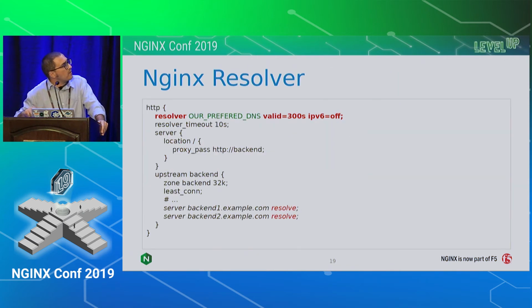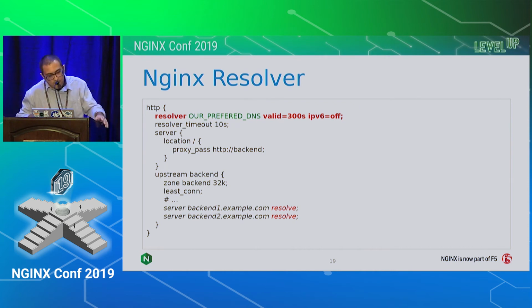On the other hand, we have NGINX Resolver, which is the way we can deploy dynamic configuration based on DNS queries. So in this case, this is a quick example. We will try to query our preferred DNS every 300 seconds, so it's 5 minutes. So each time we have a change in our DNS, we have a different configuration for our backend.